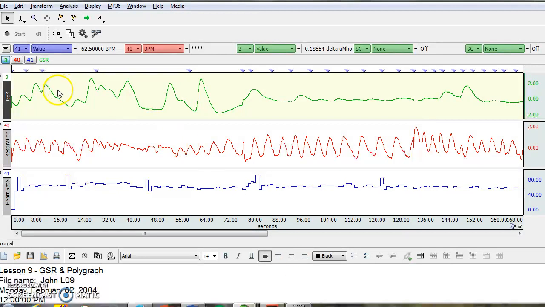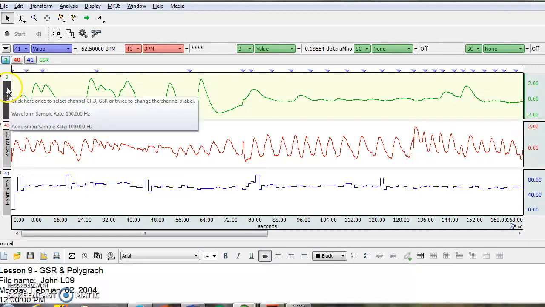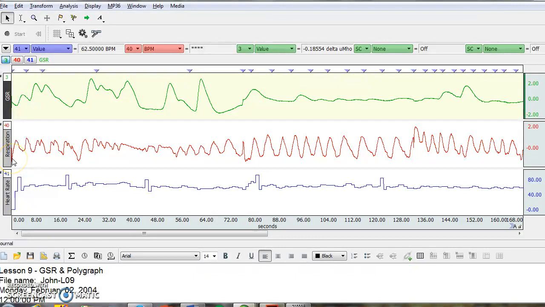You should have GSR or EDA, galvanic skin response, epidermal activity. That's how much you sweat. It should go up with sympathetic activity when the person is lying. This is the respiratory rate. Respiratory rate goes up when you are nervous or when you are lying. And this is heart rate. Again, it's supposed to go up when you are nervous or when you are lying.